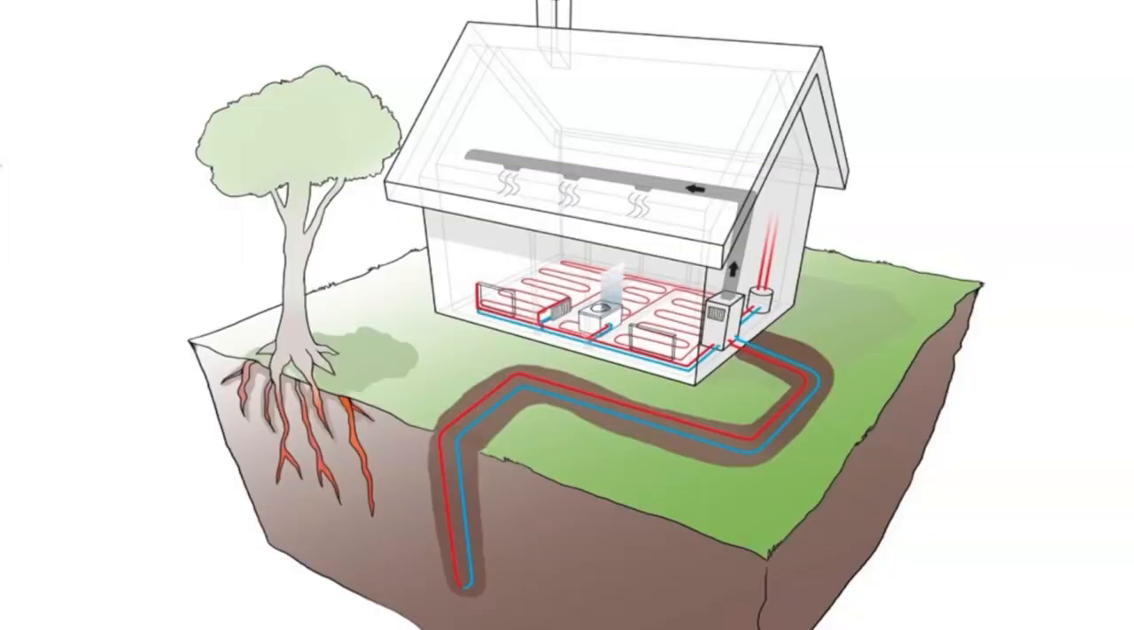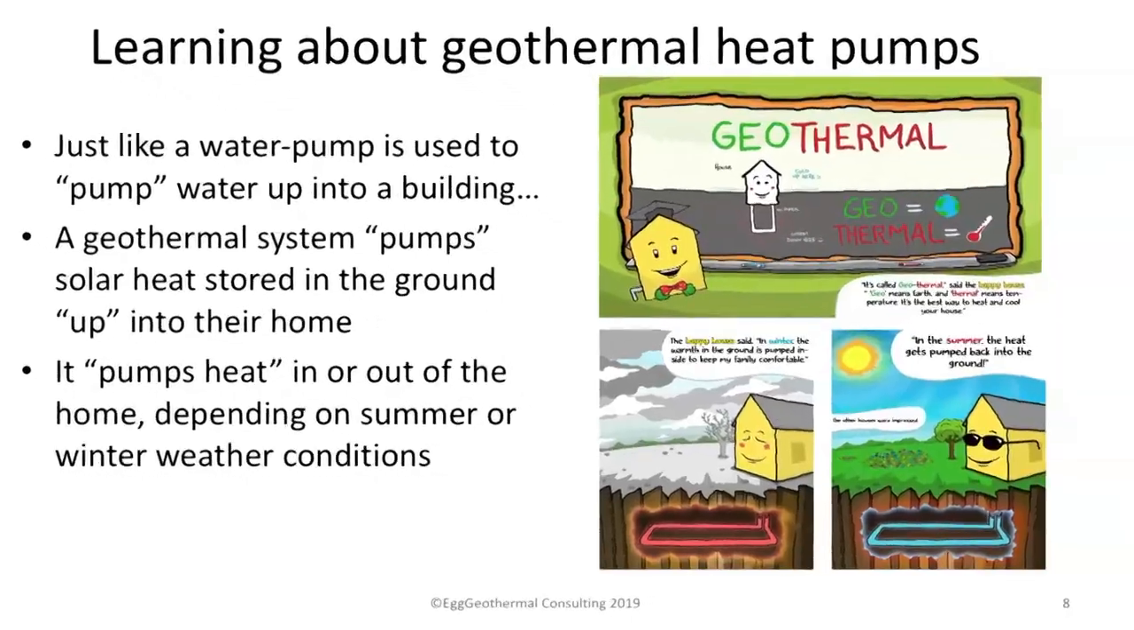A heat pump is exactly the same. You put a heat pump in a building, you bore a hole in the ground, and you put pipes in that hole, and it can extract heat from the ground, or it can, in reverse, pull heat from the building and put it back into the ground. A heat pump is not a heat-creating device, it's a heat-moving device. Once you understand that, you're ready for this next part.